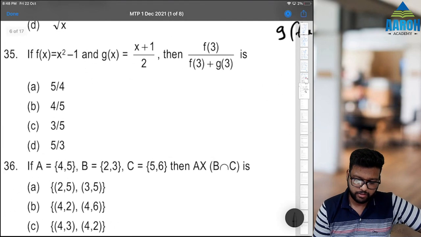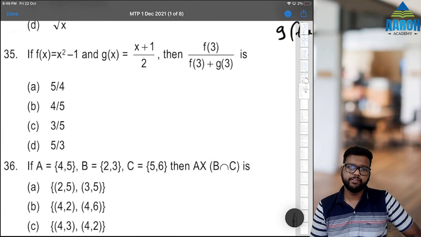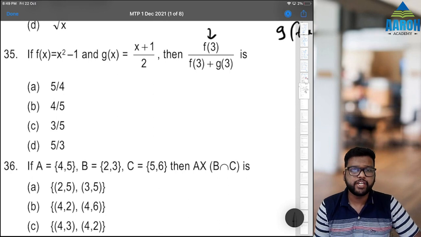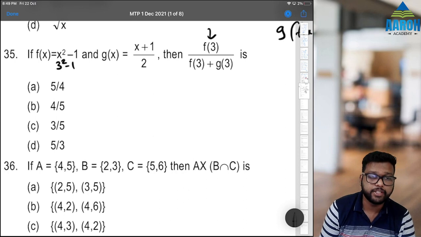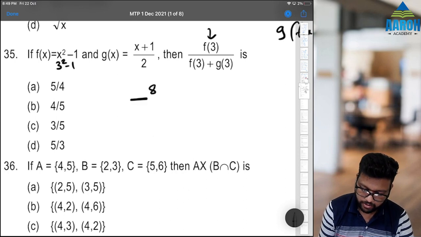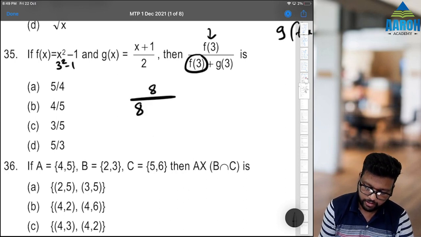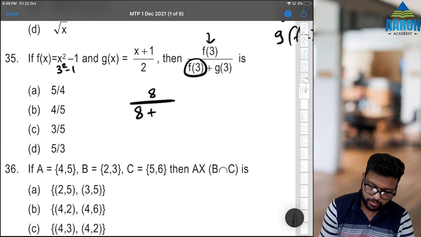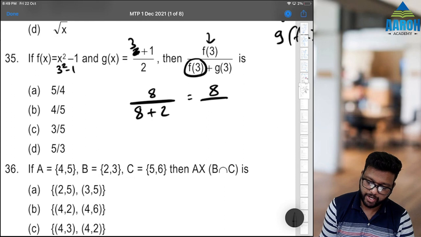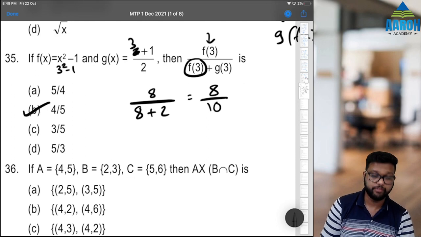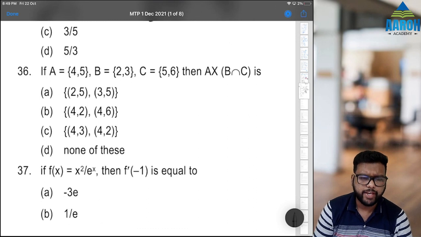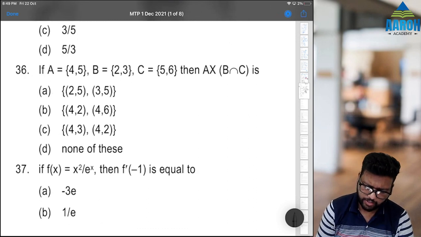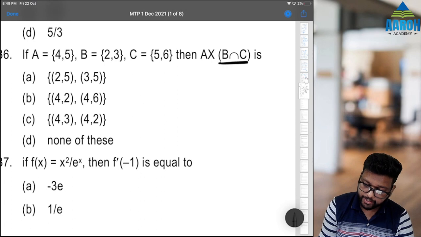35. f(x) is given, g(x) is given. F of 3 means what? Instead of x we have to put 3. So it will be 3 square minus 1, that is 8. Divided by, again f of 3 is 8, plus g of 3 will be what? 3 plus 1, 4 by 2 is 2. So 8 by 10 is 4 by 5. Option B.